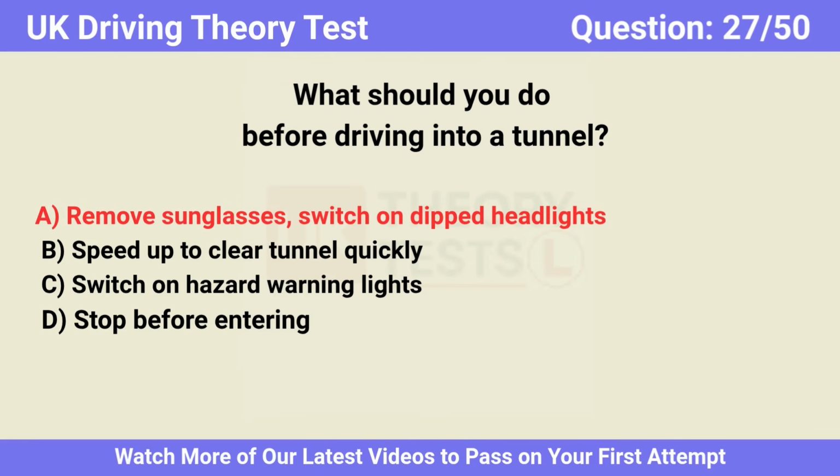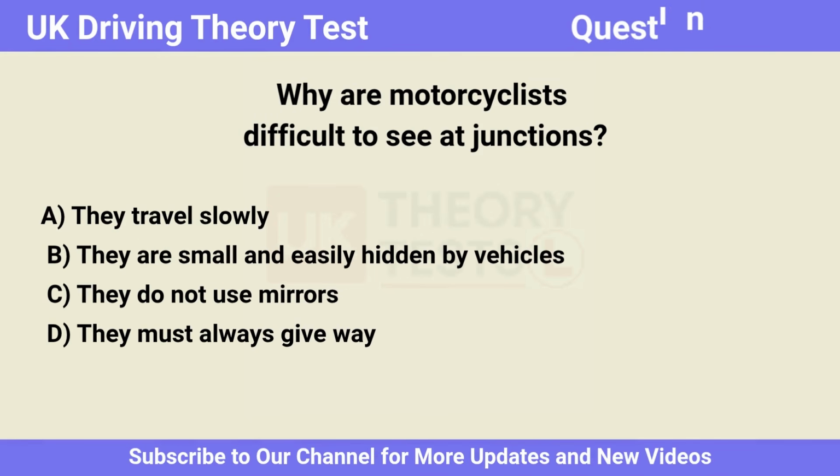Correct option is A, remove sunglasses, switch on dipped headlights. Why are motorcyclists difficult to see at junctions? A, they travel slowly. B, they are small and easily hidden by vehicles. C, they do not use mirrors. D, they must always give way.